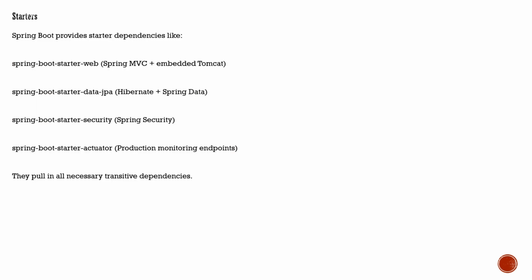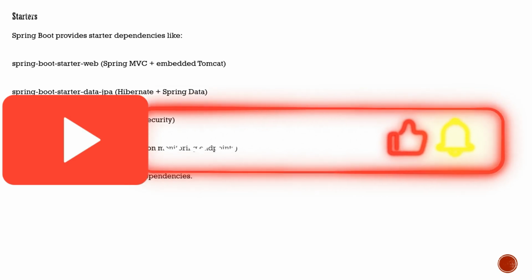Let's say you want to create a web application, and you want the application to support Spring MVC plus the default Tomcat server. So we can make use of the starter web. It is going to automatically configure all those transitive dependencies which are required for the application to make the web application. Second, we can have Spring Data JPA. So we can have Hibernate and Spring Data JPA as a combination, and perform the database operations.